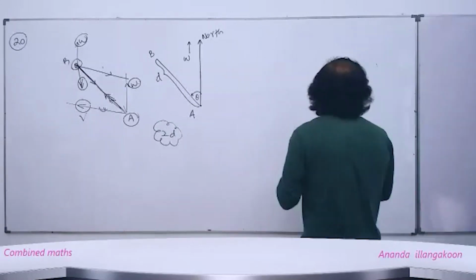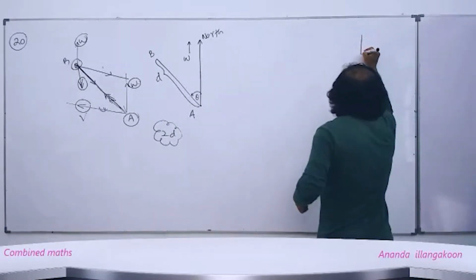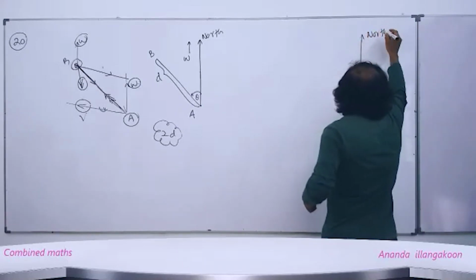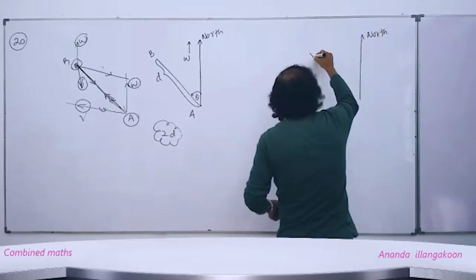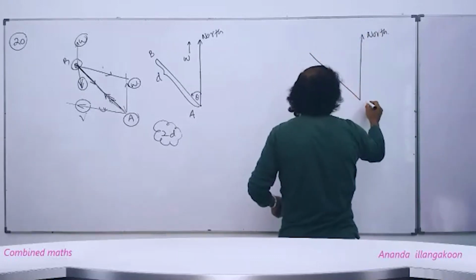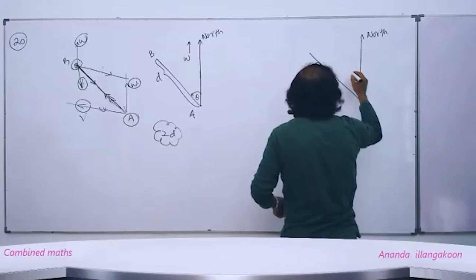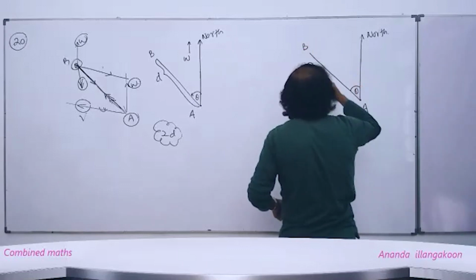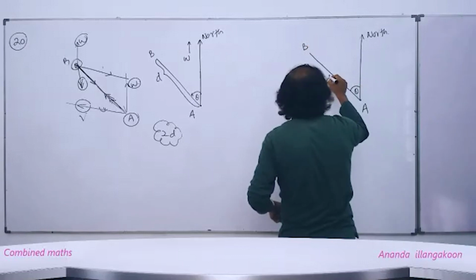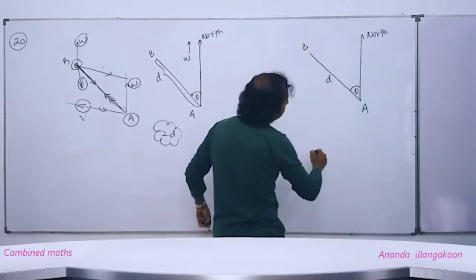So then this is the diagram. This is the north direction, people. This is city A, this is B, this is C. This distance I will take as B. Then what are the known velocities?